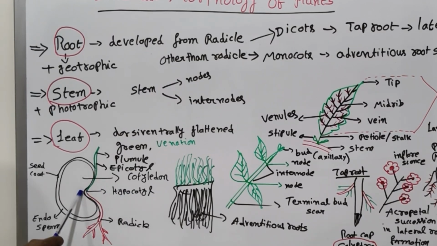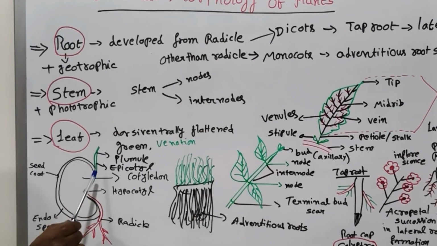Hypocotyl is the region of the seed which connects the upper stem and lower root. That is, root develops from the radicle of the seed, whereas shoot develops from the epicotyl of the seed. Plumule is the axillary region of the growing shoot. Okay, so here in this picture you can observe the germinating seed.